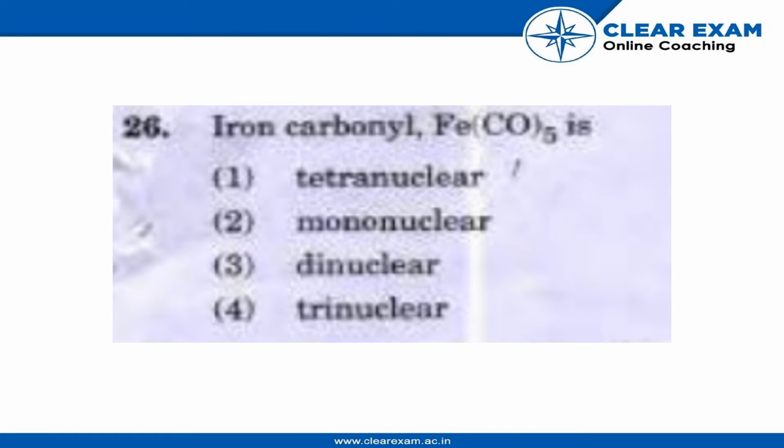Hello. So our today's question is to find the iron carbonyl in Fe(CO)5. State the nuclearity of it. What is nuclearity? So the nuclearity is a single coordination entity that indicates the number of central atoms joined by bridging ligands or the metal-metal bonds.